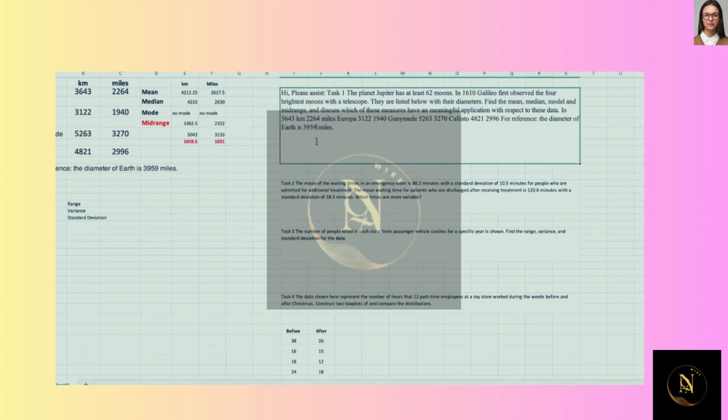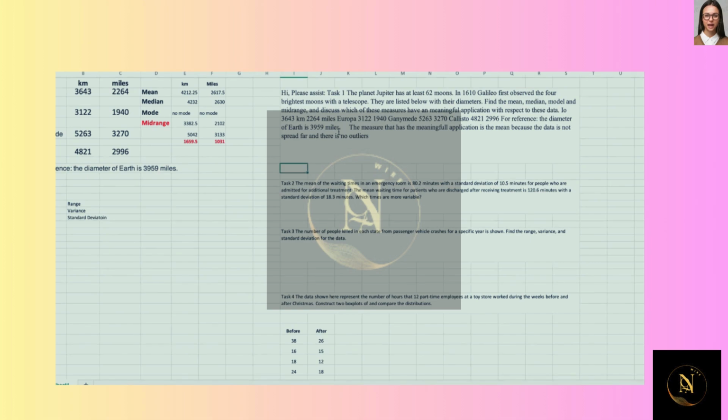So I'm going to put the meaningful, so discuss which of these measures have a meaningful application. The measure that has the meaningful application is, I mean, they're both really close to each other, the mean, because the data is not spread far, okay? And there are no outliers, okay?